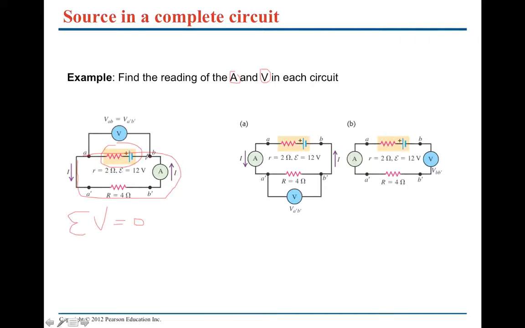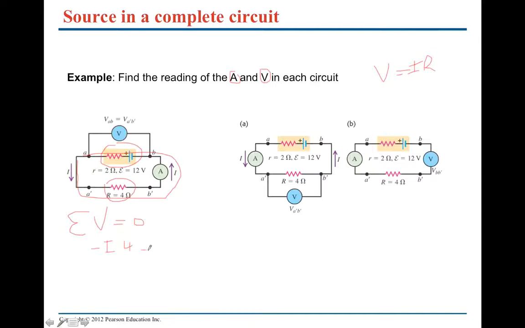So if I start there and go in here, I will first have a voltage drop here, which is, remember, V is always equal to IR. So that means in here I have a voltage drop equal to minus I multiplied by 4.